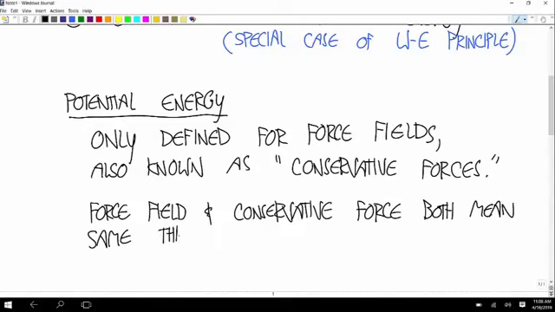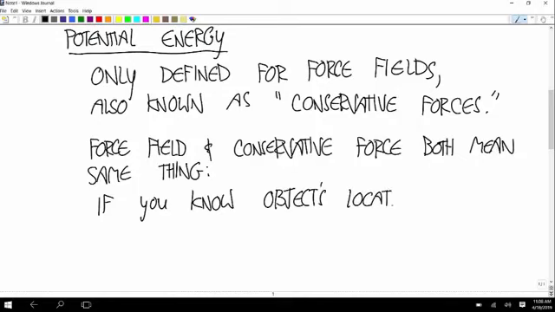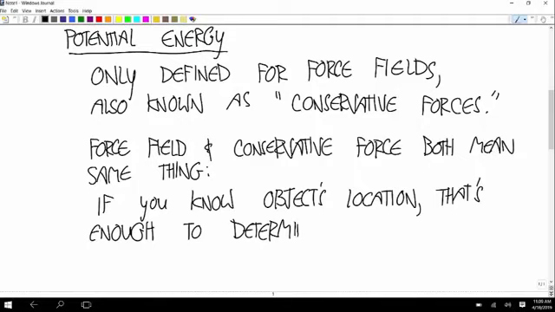And that is that if you know the object's location, that's enough to determine the force applied to the object.